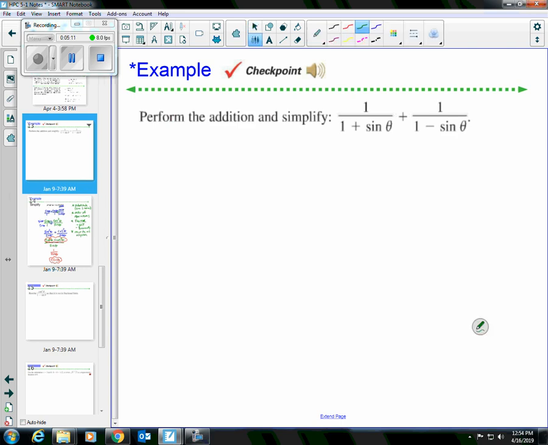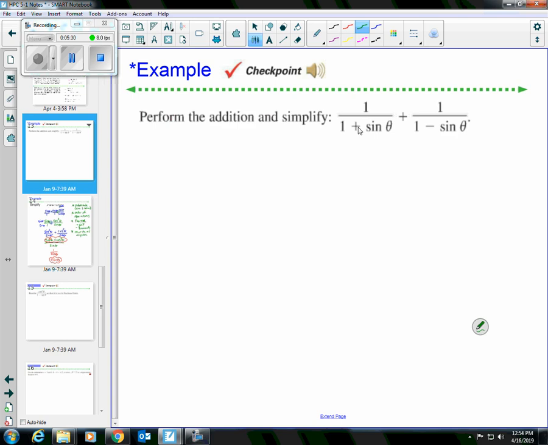So let's take a look at this one. If you can get it jotted down, pause the video if you need to. So 1 over 1 plus sine of theta, and then plus 1 over 1 minus sine of theta. Now there's really no substitutions we can do here at all other than the signs. You could put in a 1 over cosecant instead, but goodness, it's already a fraction. I don't think that's going to help us.